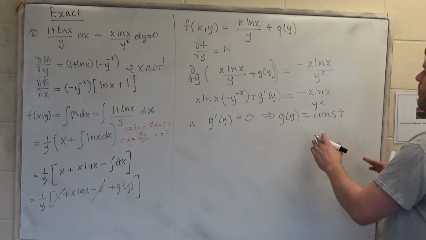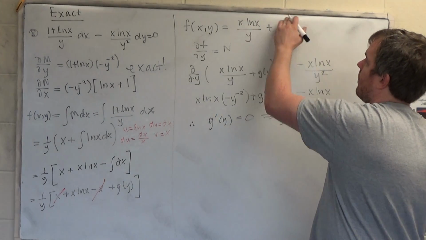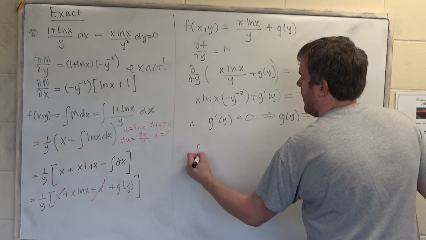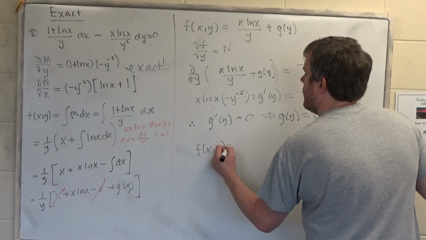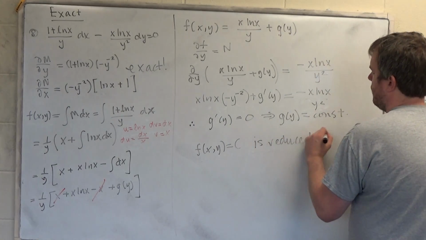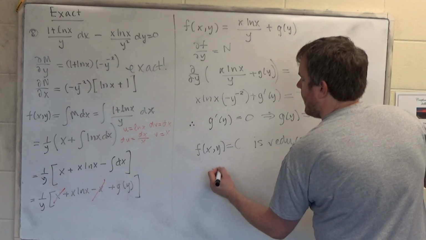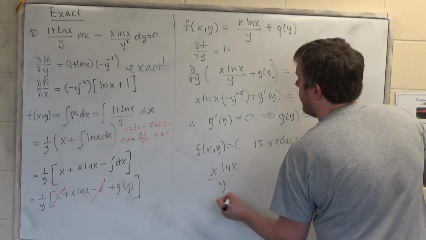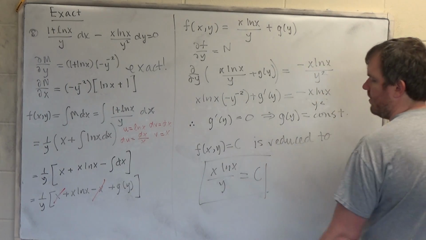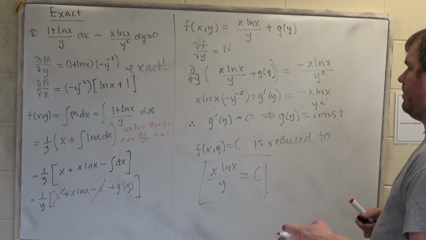Okay, well, if g of y is a constant, when I put it in here, I know that the solution, f of xy equals c, is reduced to x log x over y equals a constant. And that's it.